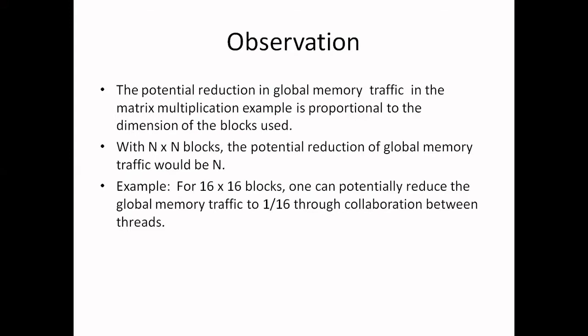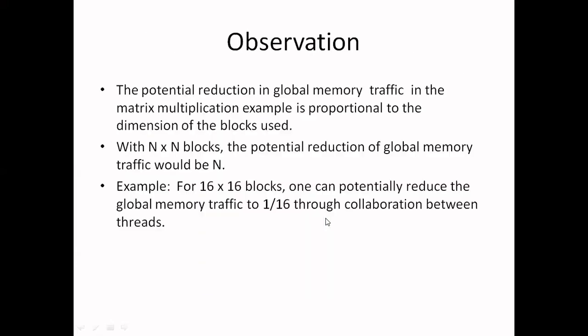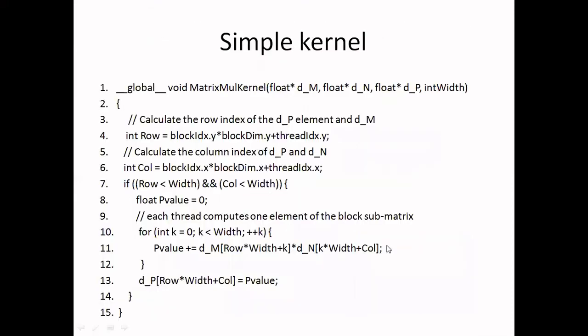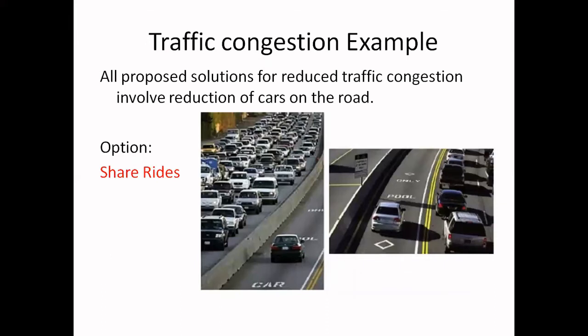So for example, if we have a block size of 16 cross 16, in that case we can reduce the global traffic by 1/16. This was some example. I was not able to show you this thing. You have already seen that there are multiple threads accessing the data more than once, so they can collaborate. Now the question is how they can collaborate.